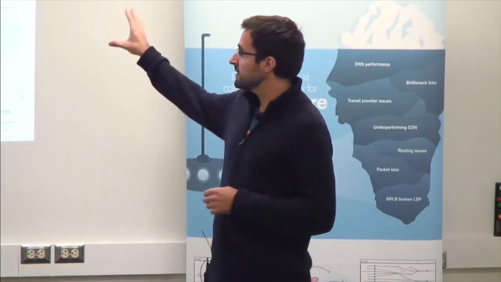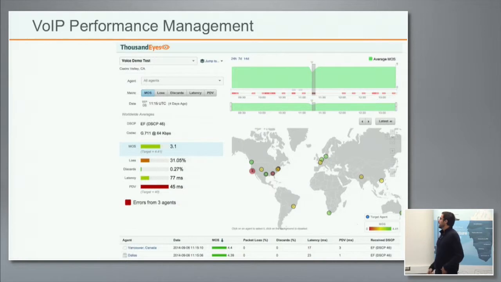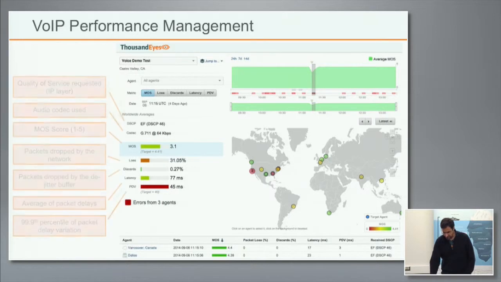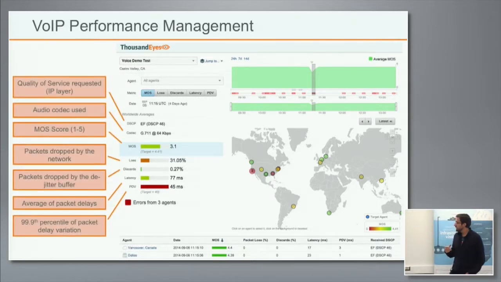On the right side we have a timeline, and depending on the metric that you select, the timeline changes. And you have the world map view with the different locations of the agents, and they're colored based on whether it's a warning or an error. And then on the left side, a few of the metrics that we have here.